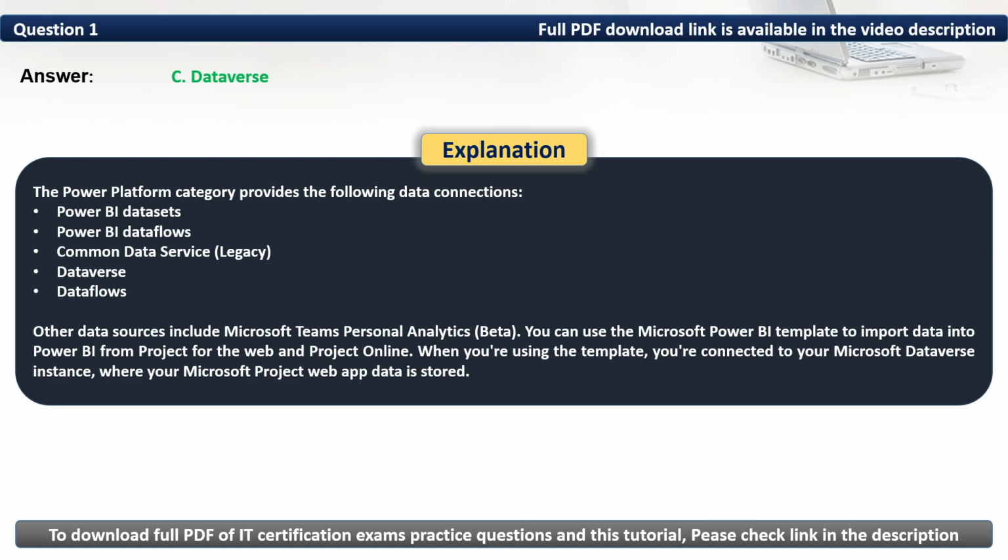The Power Platform category provides the following data connections: Power BI datasets, Power BI dataflows, Common Data Service, Dataverse, dataflows. Other data services include Microsoft Teams Personal Analytics. You can use the Microsoft Power BI template to import data into Power BI from Project for the web and Project Online. When you are using the template, you are connected to your Microsoft Dataverse instance where your Microsoft Project web app data is stored.